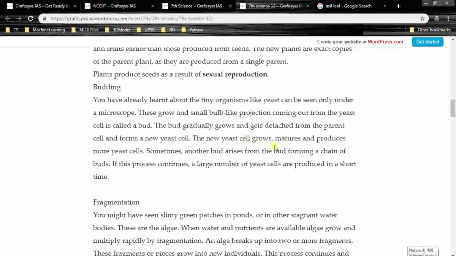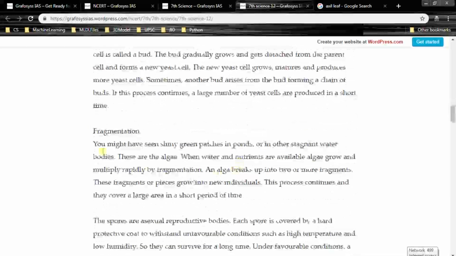The new yeast cell grows, matures and produces more yeast cells. Sometimes another bud arises from the bud, forming a chain of buds. If this process continues, a large number of yeast cells are produced in a short time. So this is how yeast are multiplied.